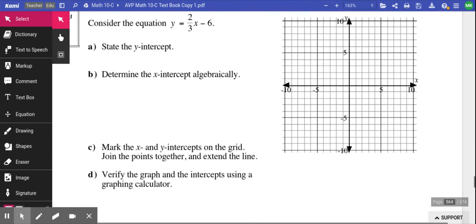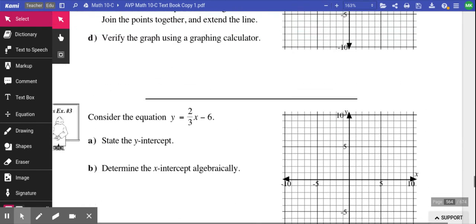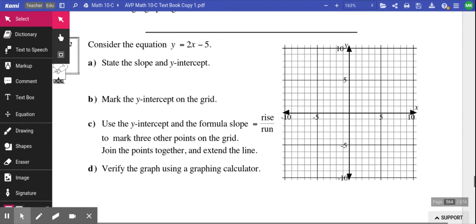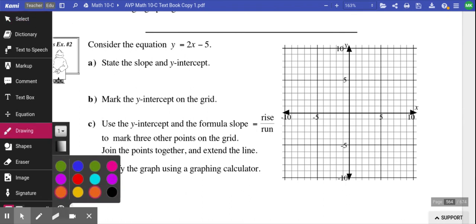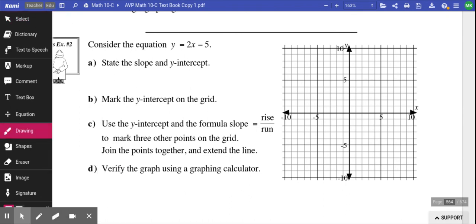Graphing slope-intercept form. Probably the biggest perk of slope-intercept form is the graphing part of it, because it makes it easy to graph lines. So if we look at this question right here, it says, consider the equation y equals 2x minus 5. The first thing I'm going to notice is, hey, that is mx plus b form. That means I know the slope equals 2, and I know the y-intercept equals negative 5. Easy.